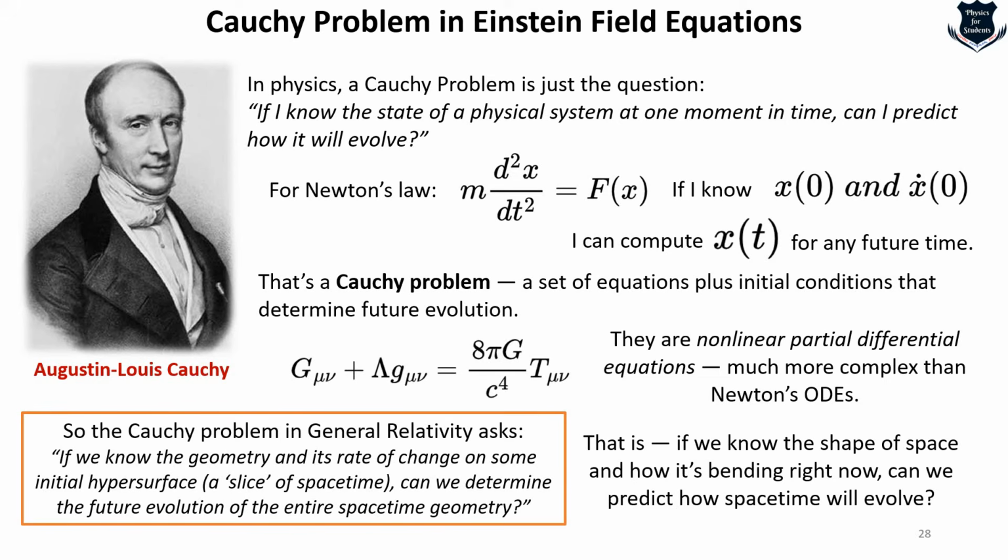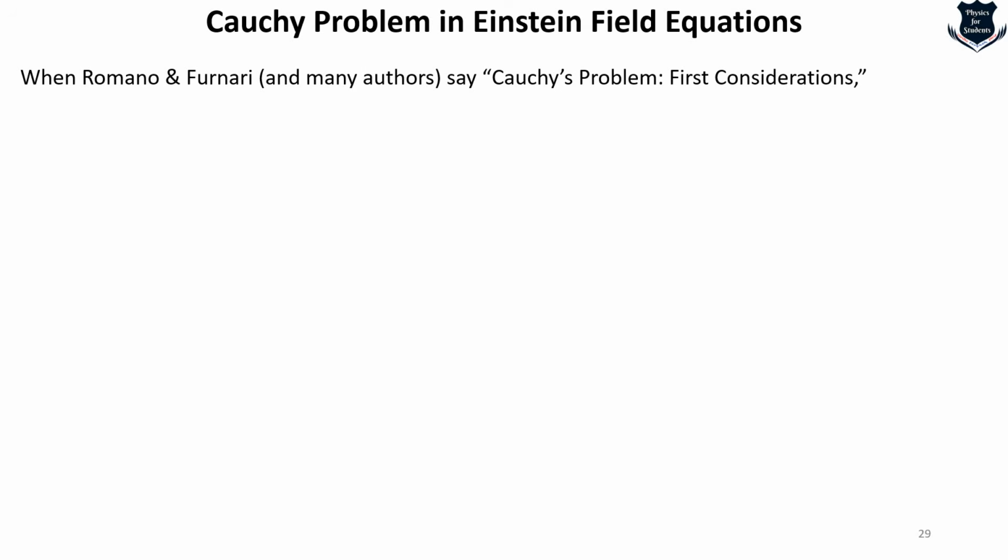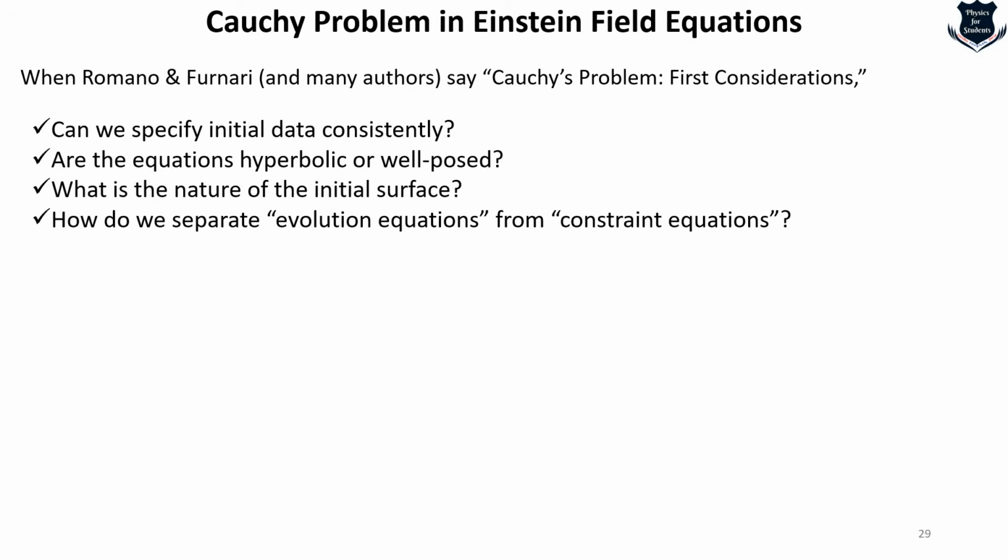Things are not easy because it is not just an ordinary differential equation. Here, as you can see, the authors, Romano and Ferrari, when they say first considerations, actually mean number one, can we specify what is called initial data consistently? Because you remember Einstein's equations are constrained. Not every initial choice of geometry and matter distribution will lead to a space-time. Second, are the equations hyperbolic? That means in partial differential equations, for a system to have a good Cauchy problem, it must be well posed, so that there is a solution, it is unique, and it depends continuously on the smoothness of the initial data. And further questions come forward.